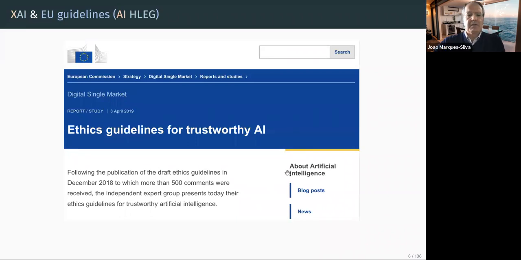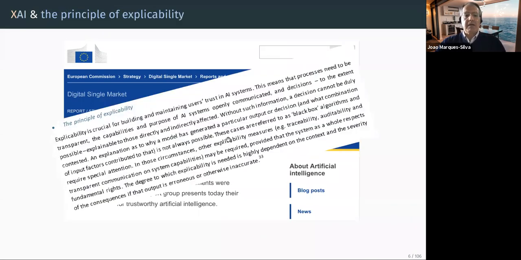More to this, in Europe, there are even now what are called the ethics guidelines for trustworthy AI. They were prepared last year. There was supposed to be a new version this year. As far as I know, it's not yet ready. And inside this document, one part is the principle of explicability. And again, it makes a very strong case for why explaining machine learning models is very important.